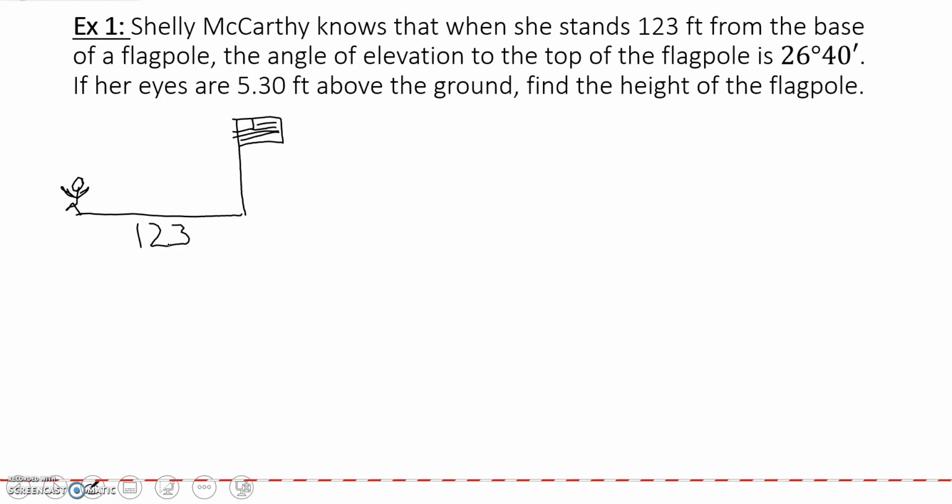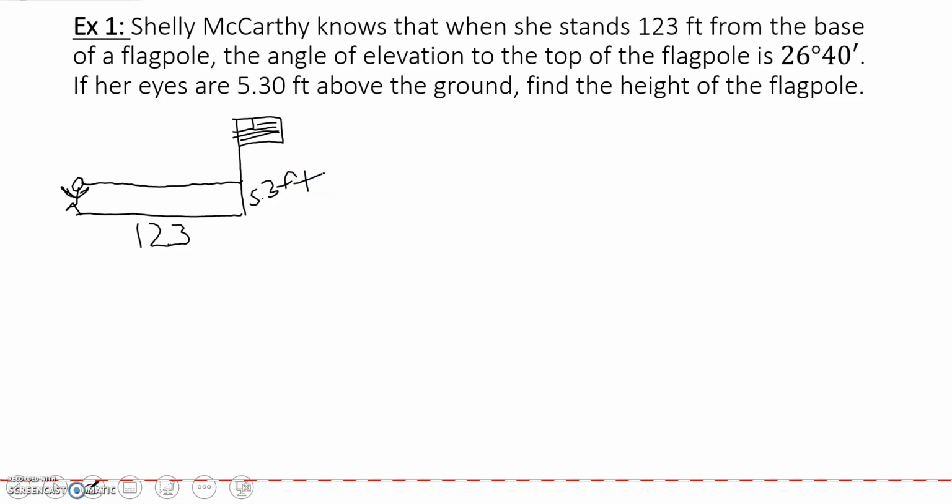And it says if her eyes are 5.3 feet above the ground, find the height of the flagpole. So it tells us that her eyes are 5.3 feet above the ground for a reason. So I'm going to imagine her eyes are here, and I'm going to draw a line from her eyes to the flagpole. And I know that distance from the bottom of the flagpole to that line right there is 5.3 feet. And notice it gives it to us as 5.30.